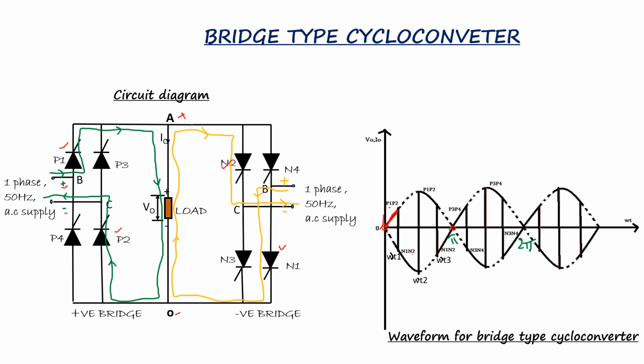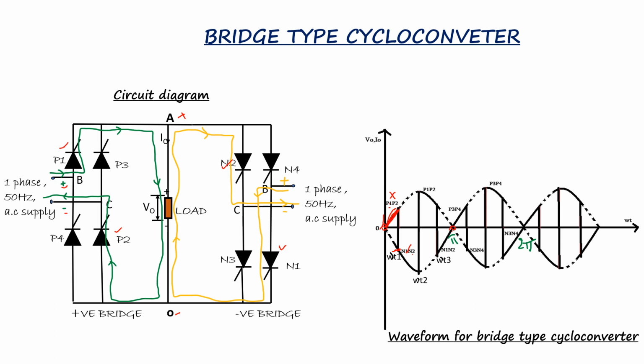So I can see that the output voltage and the output current are both positive when the thyristors P1 and P2 are turned on together at omega t equal to 0. At instant omega t1, the SCR pair P1 and P2 are turned off by forced commutation, and the SCR pair N1 and N2 are forward biased. So N1, N2 is conducting.